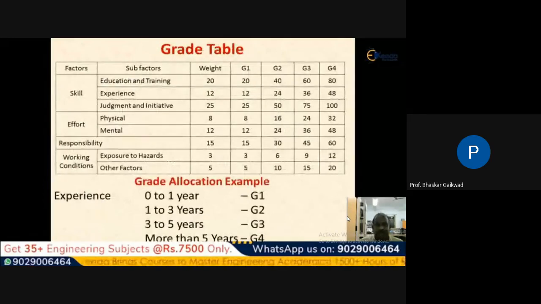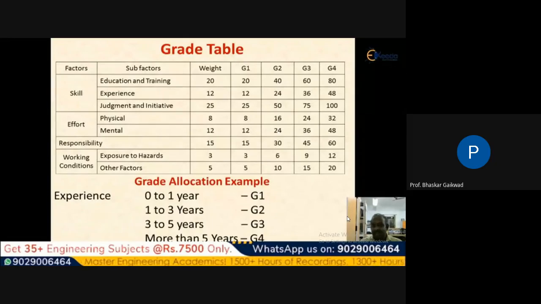So here I have some factors like skill, effort, responsibility, and working condition. These are the factors. Now, this skill is again divided into sub-factors. Skill needs some education and training, it needs some experience, and it needs some judgmental and initiative ideas. So I'm going to divide the skill into 3 sub-factors. Now these 3 sub-factors are given some weightage. 12 is the least weightage. It means that for doing this particular job, experience is not going to matter much. I'm going to give it 12.